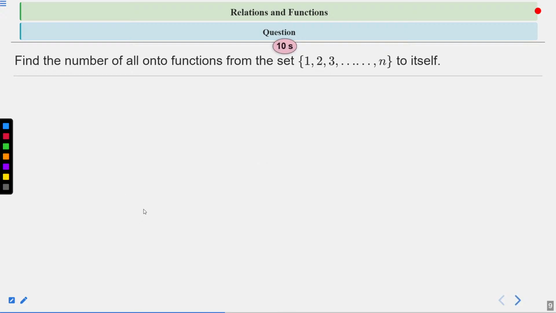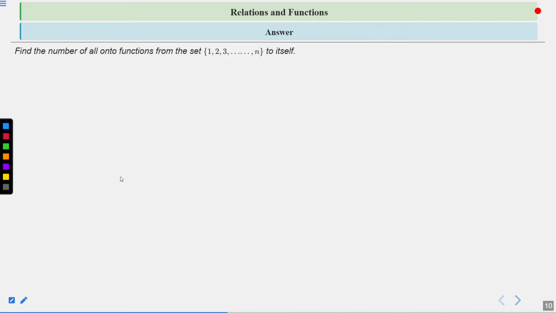So you have 10 seconds to solve or think about this question. After that, we will discuss the solution part. Okay, so let us move to the solution part. So our question says find the number of onto functions from the set {1, 2, 3, ..., n} to itself, right?